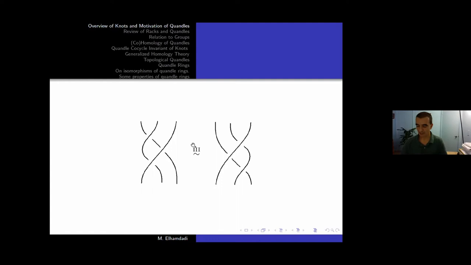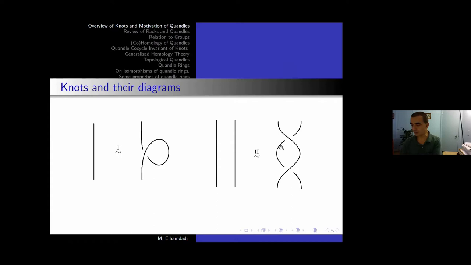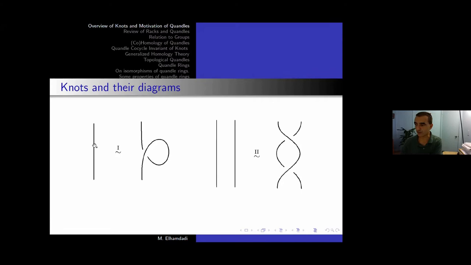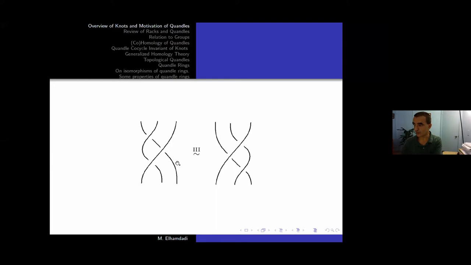Again, Reidemeister move 1, Reidemeister move 2, and Reidemeister move 3. Anytime you want to construct an invariant of a knot, you have to guarantee that your construction does not change under these moves, R1, R2, and R3. When you do so, you have an invariant of a knot and you can start computing.